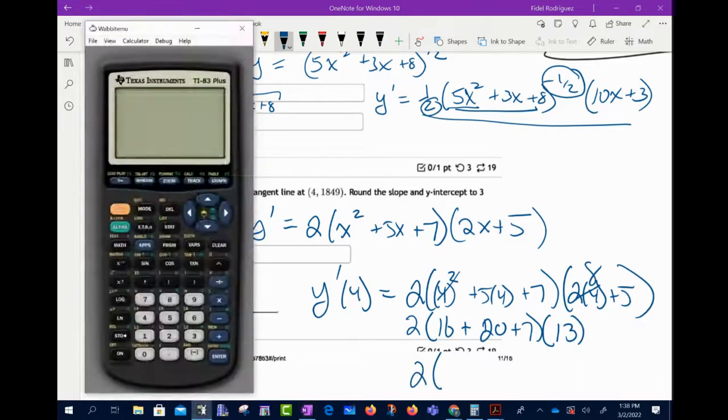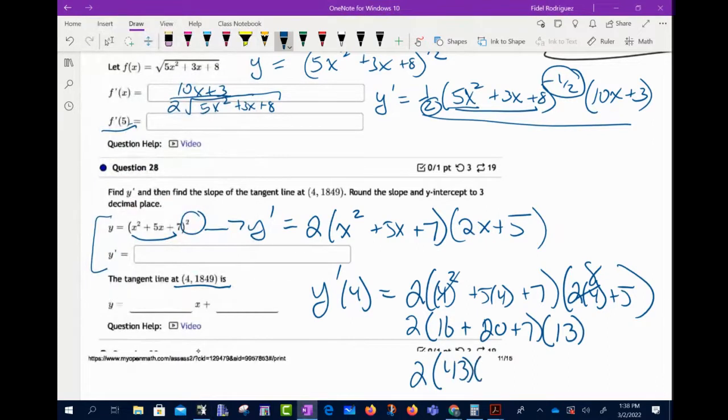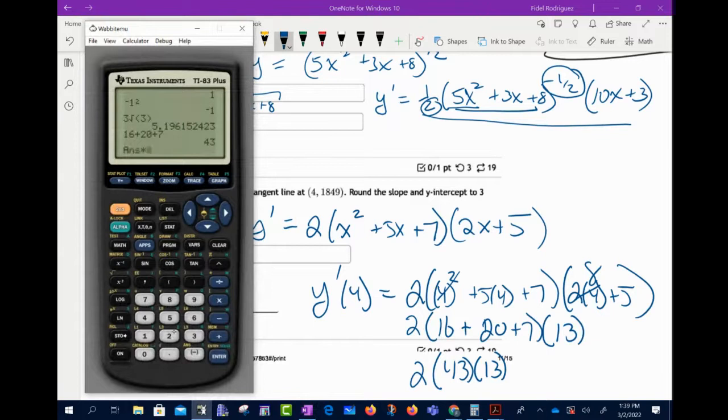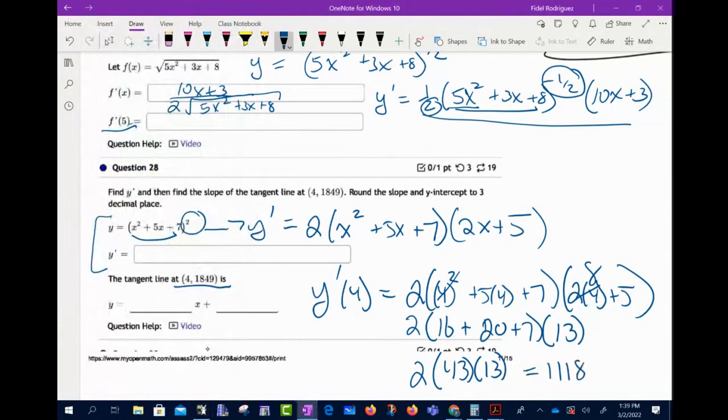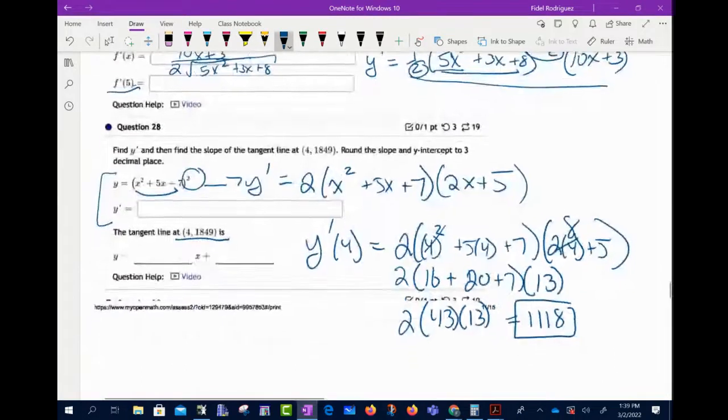Okay, I'm going to grab my calculator real quick so we can do some adding here. So 16 plus 20 plus 7. Looks like to be 43. So let's see, we got that times 2 and also times 13. So I'm coming up with 11.18 for my slope. Okay. So 11.18 would be my slope here, y'all.